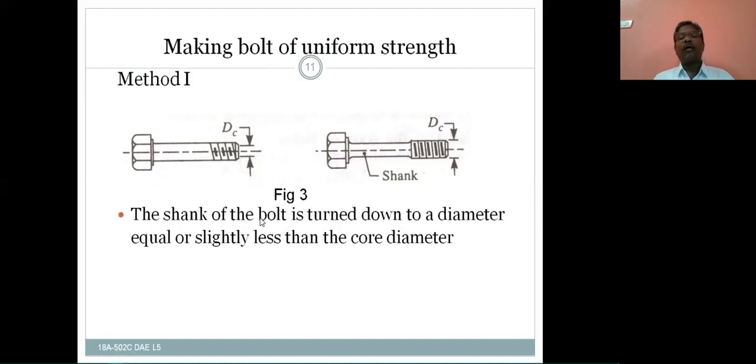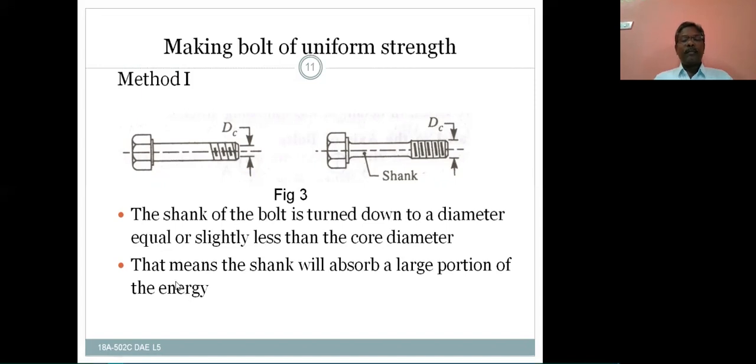So the shank of the bolt is turned down to a diameter equal to or slightly less than the core diameter. Sometimes if you need, you can reduce it slightly less than the core diameter also. Right? So this is one method. That means the shank will absorb a large portion of the energy. So this is method one.